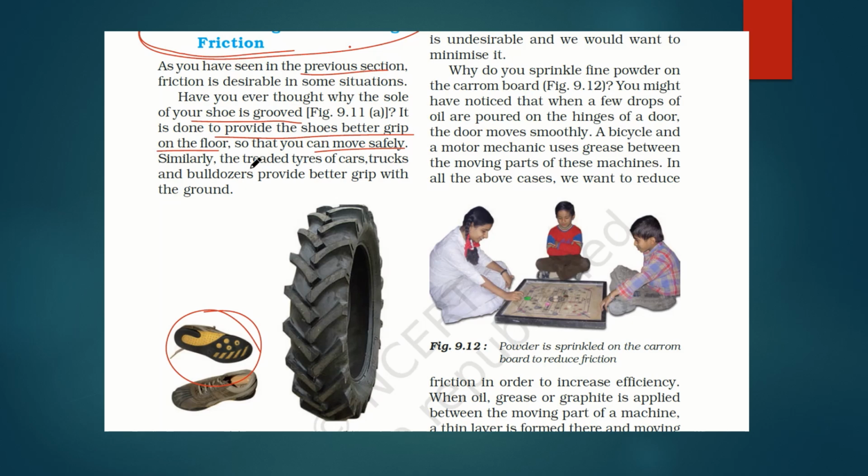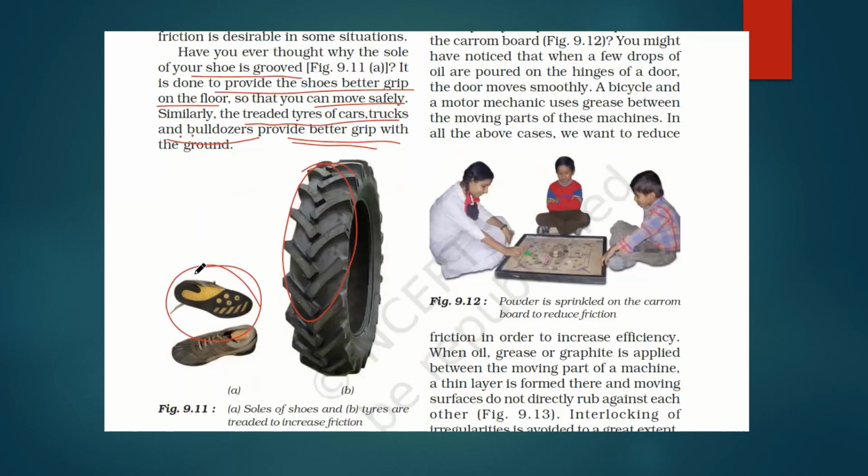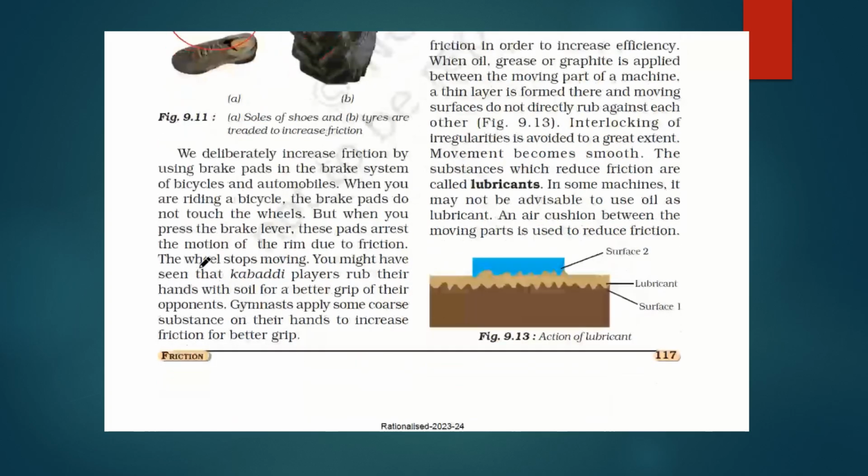Okay, so the treaded tires of cars, trucks and bulldozers provide better grip with the ground, right? So we can say that we deliberately try to increase friction by using brake pads in the brake system of bicycles and other automobiles like cars, trucks, buses and all.